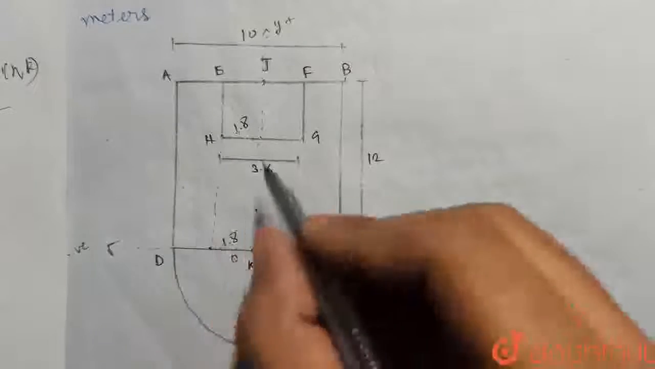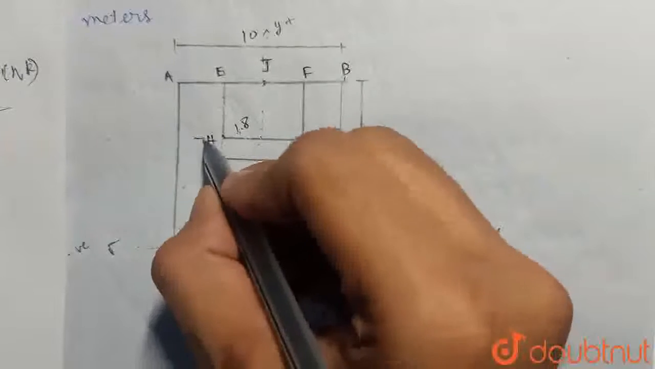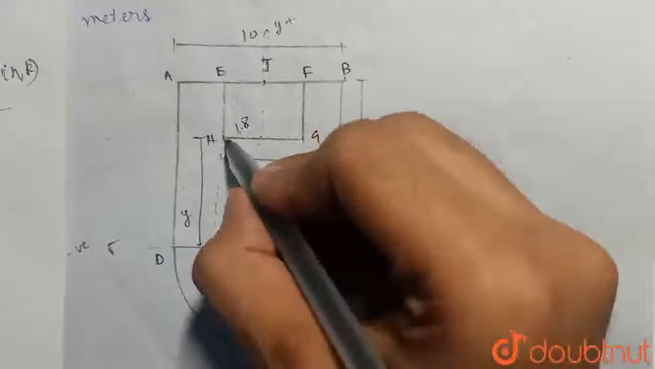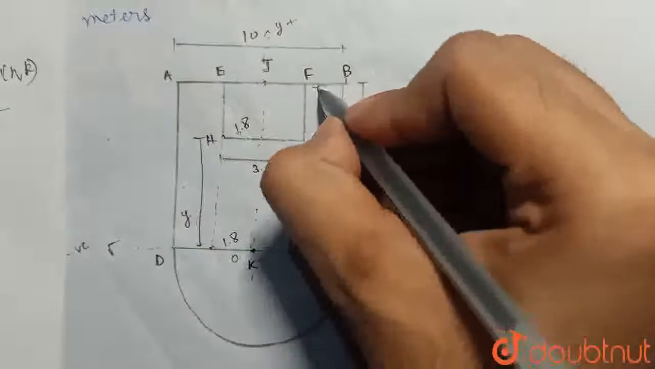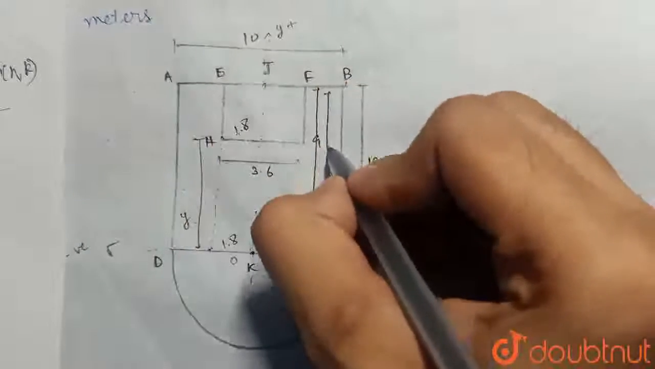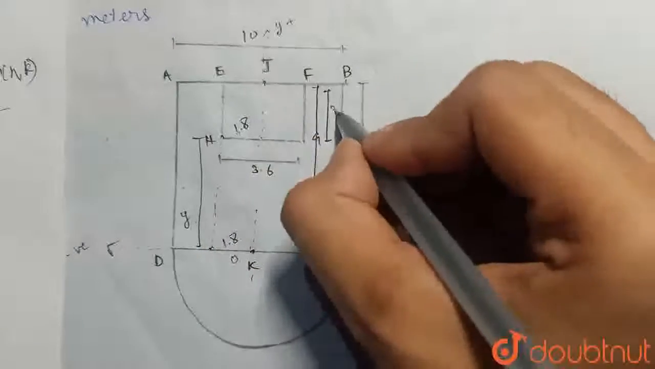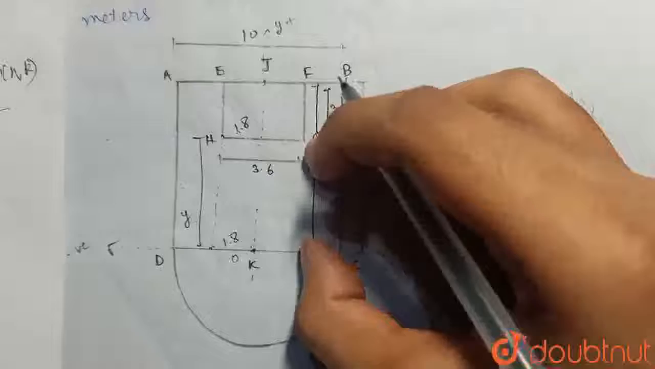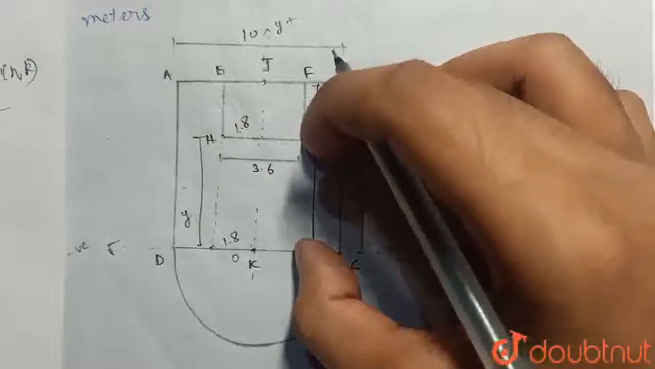Now for calculating the y coordinate, we need to calculate the vertical length, that is the length between this point and this point. For this, I know this whole length, that is 12. I know this much length, that is 3.6, because EFGH is a square. So I will just subtract this length from the whole length, and that will give me this length.